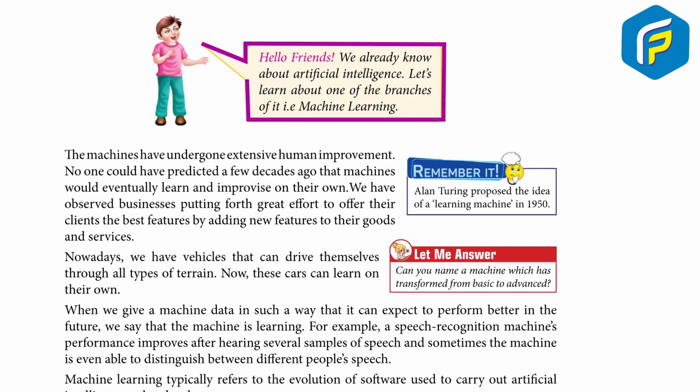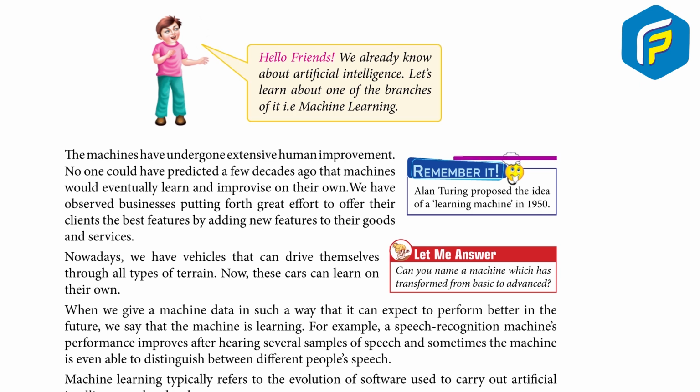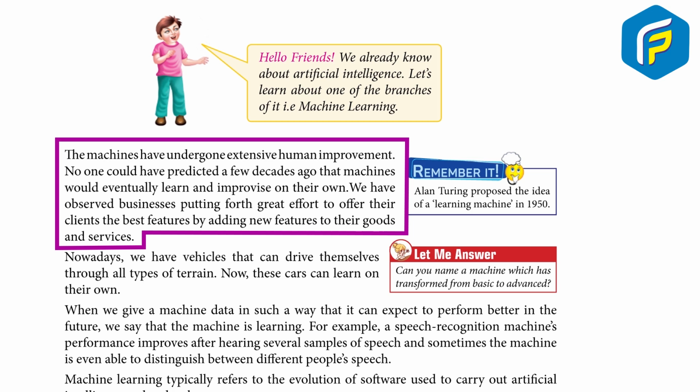Hello friends, we already know about artificial intelligence. Let's learn about one of its branches, machine learning. Remember, Alan Turing proposed the idea of a learning machine in 1950. Machines have undergone extensive human improvement. No one could have predicted a few decades ago that machines would eventually learn and improvise on their own.